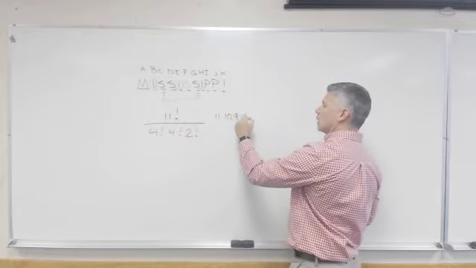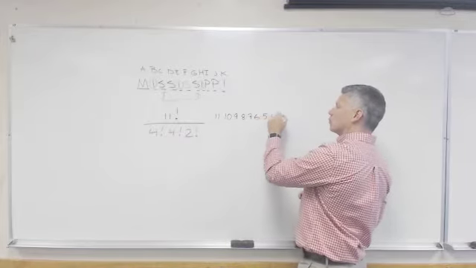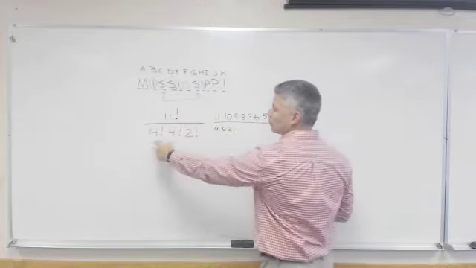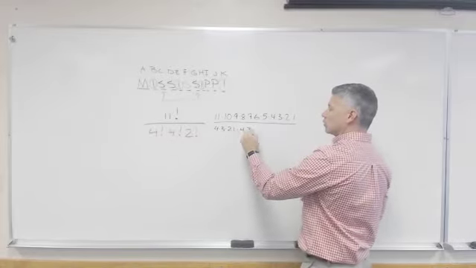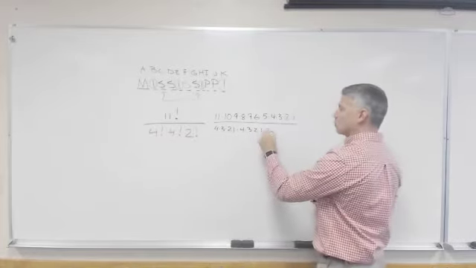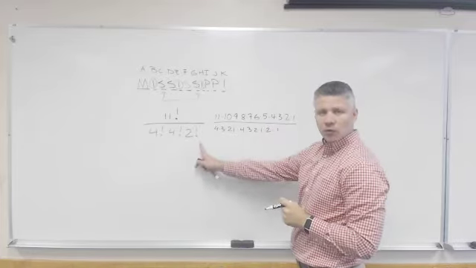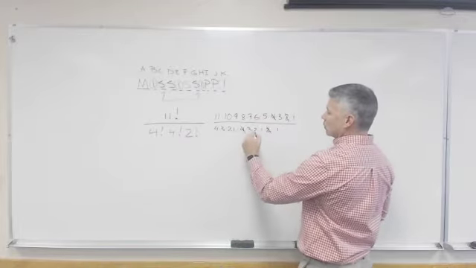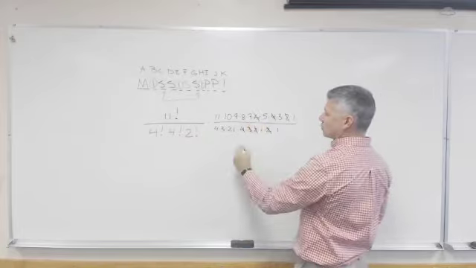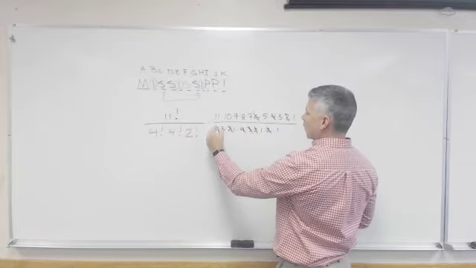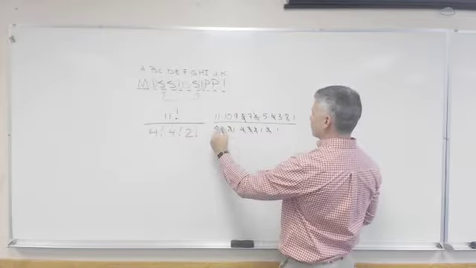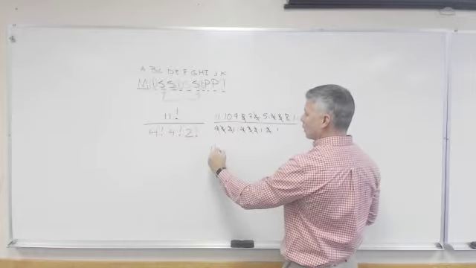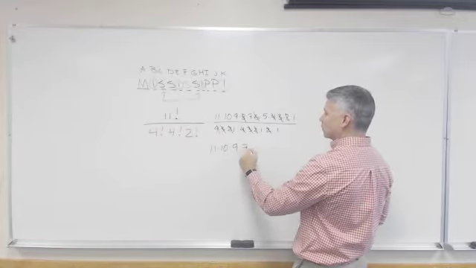11, 10, 9, 8, 7, 6, 5, 4, 3, 2, 1. 4, 3, 2, 1 for 4 factorial. 4, 3, 2, 1 for 4 factorial. And 2, 1 for 2 factorial. Let's cancel some things out and make it easier. The 2's, the 4, this 2 and that 3 cancel with the 6. This 2 and that 4 cancel with the 8. And this 3 cancels with that 3. So now we've reduced it all the way down to 11 times 10 times 9 times 7 times 5.